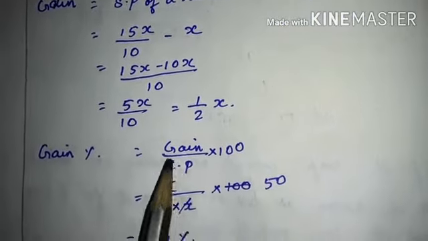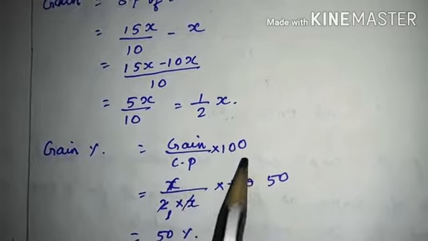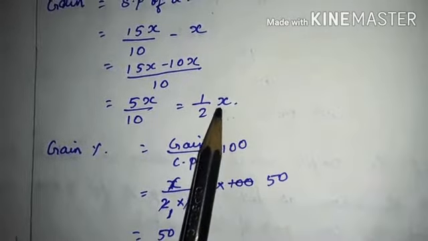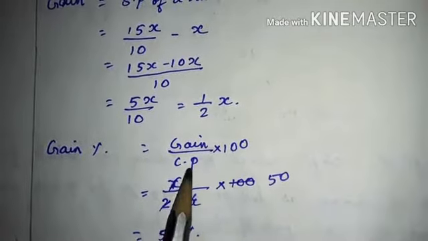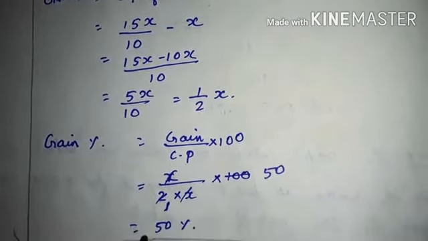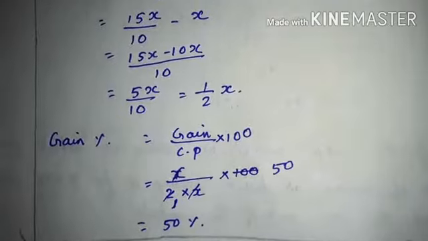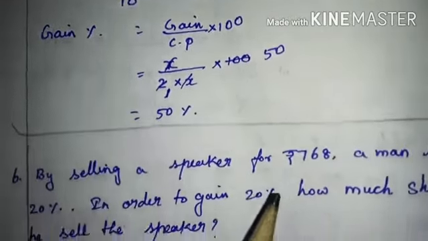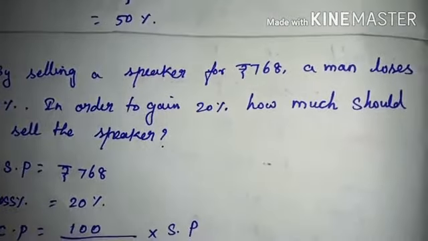Gain percent equals gain by CP into 100. The gain is found as 1 by 2 X. And the CP we taken as X, into 100. Substituting this, we get gain percent equal to 50%. The next sum, sixth one.